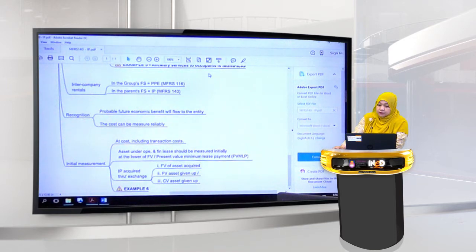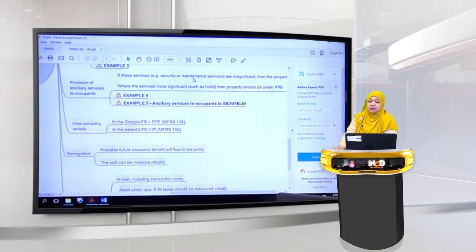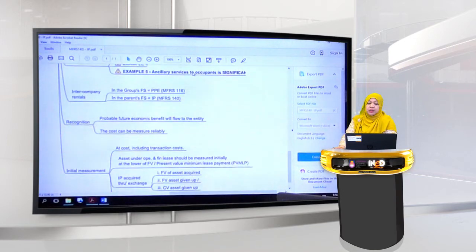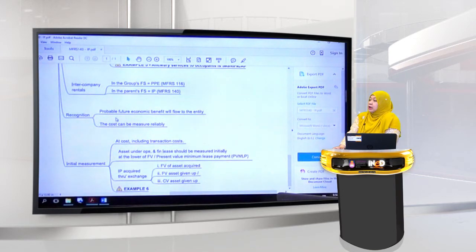Now, after exposing to the definition and introduction of MFRS 140, now we need to know how to recognize investment property. Similar to other MFRS, we can recognize an investment property if it meets these two conditions. That is, there is a probable future economic benefit that will flow into the entity, and the cost can be measured reliably. Okay.